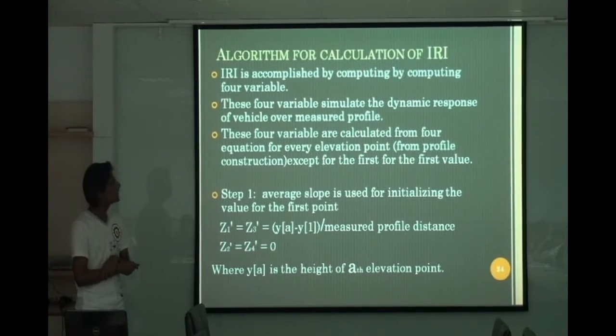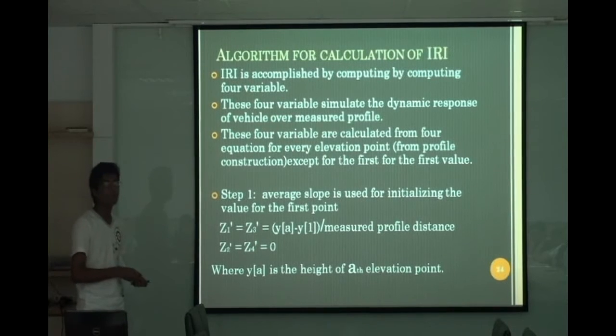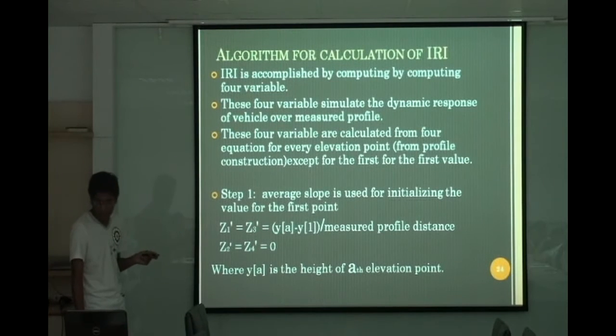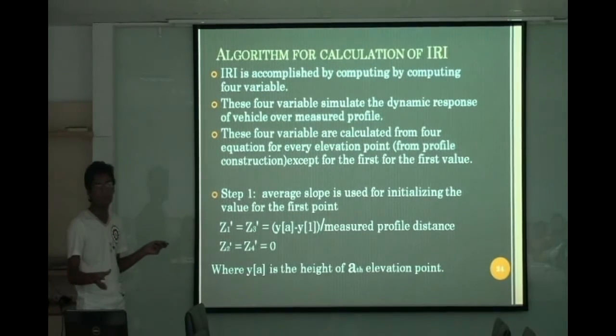IRI is accomplished by computing 4 variables. Actually, we will calculate 4 variables for computing the IRI. The 4 variables will simulate the dynamic response of the vehicle over the measured profile. So we will discuss these 4 variables. For the first step, for the first point, we will calculate the values of Z1, Z2, Z3 and Z4. These are the 4 variables. We will calculate these 4 variables for every elevation point.